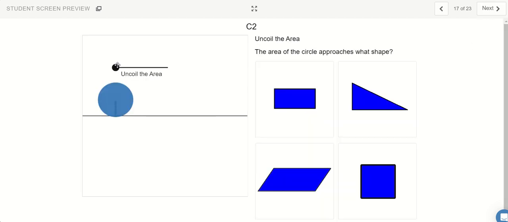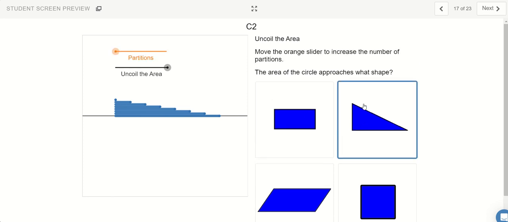So if I unwrap the circle, right? Unwrapped it. What shape is it coming closer to? It's starting to look like a triangle, right? Right now, there aren't that many sections, but again, if I increase the partitions, if I made each one smaller, smaller, smaller, do you see how it gets closer and closer to looking like a triangle?